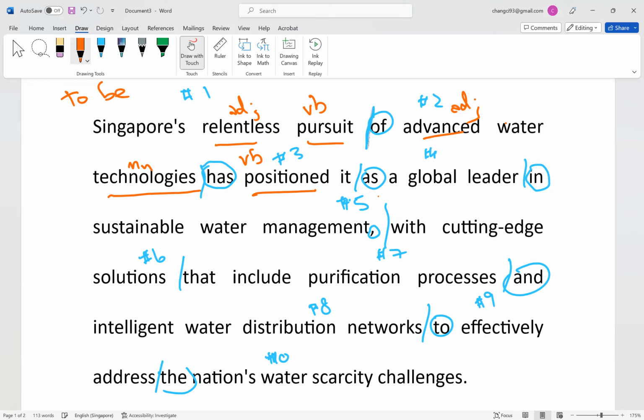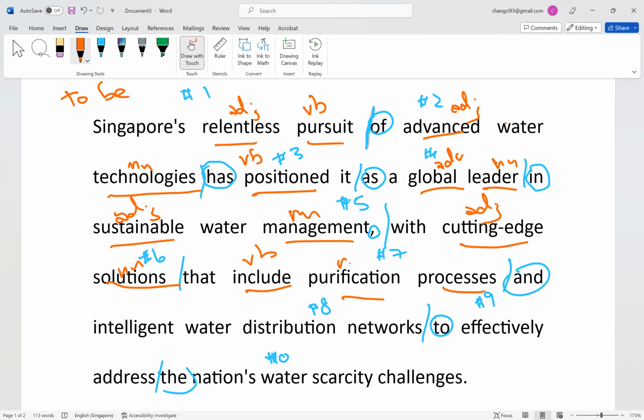It, pronoun, don't need. As a, so preposition, article, don't need. Global leader, right? So adjective or adverb, I guess, sorry. In this case, this is an adverb. Leader, noun. In sustainable, adjective. Water, don't need again. Noun, management. With cutting edge, adjective. Solutions, noun. That include verb, purification processes. This is a noun phrase, but we are going to split it up into 2 nouns.